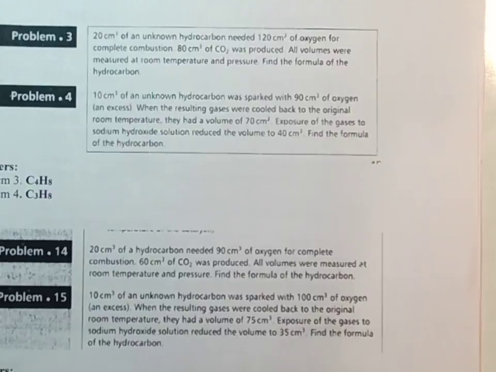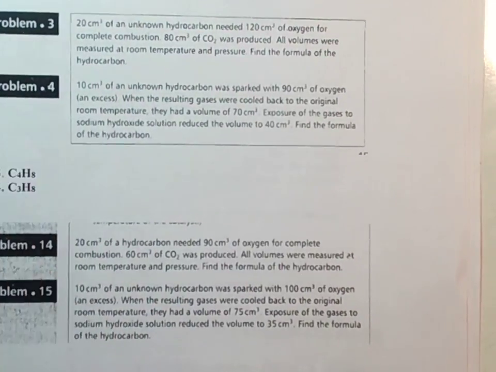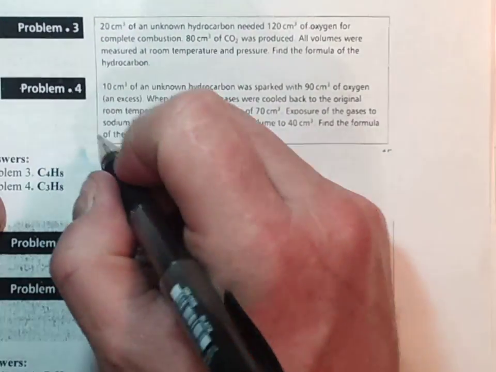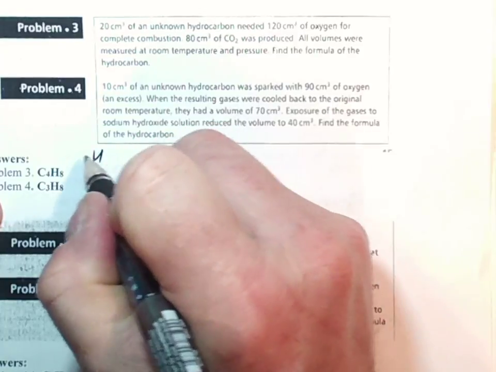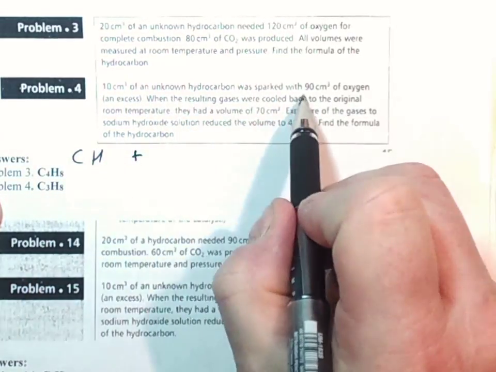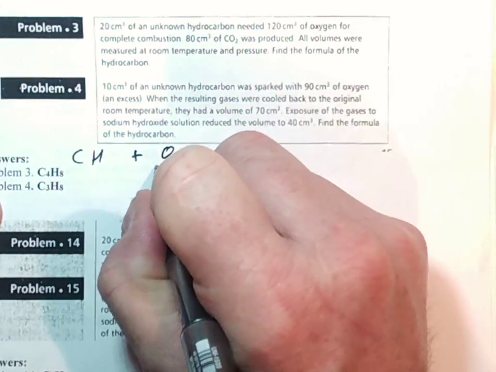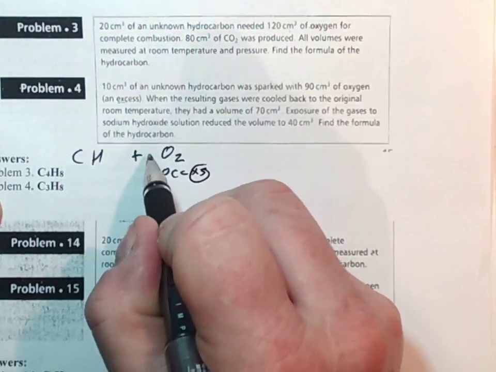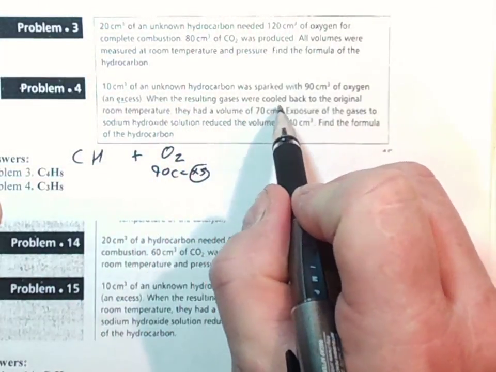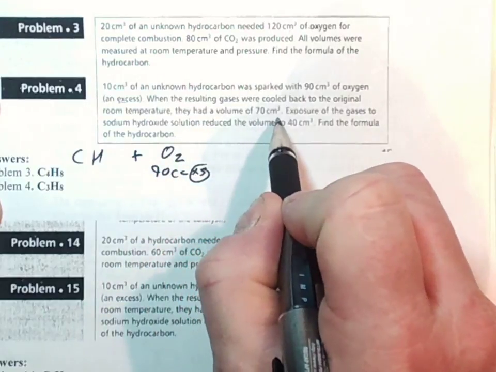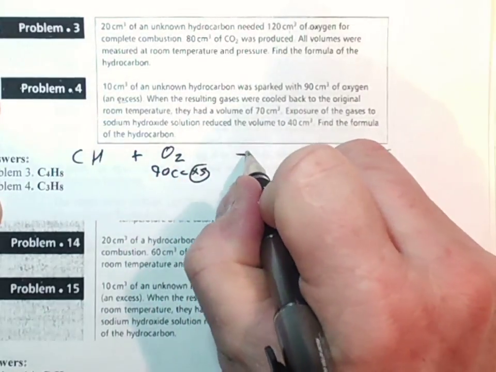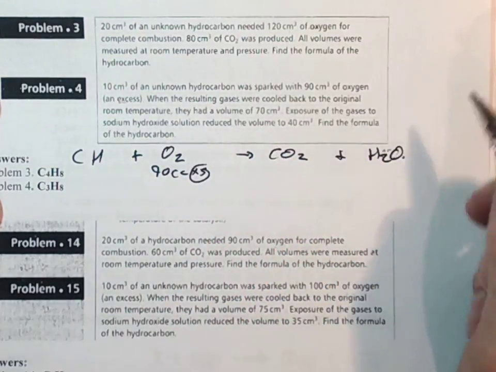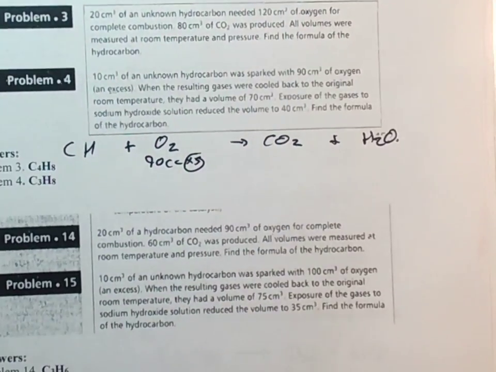Right, so I'm going to have a look at this one, problem 4 first of all. So we've got 10 cc's of an unknown hydrocarbon. Okay, so again I'll write out my little equation at the bottom. A spark with 90 cc's of oxygen. Okay, so there's 90 cc's of that. Now note that that's excess, so that is not going to be a 1:9 ratio. When the resulting gases were cooled back to the original temperature, they had a volume of 70. Okay, so that's an excess, so my products must be that plus that.